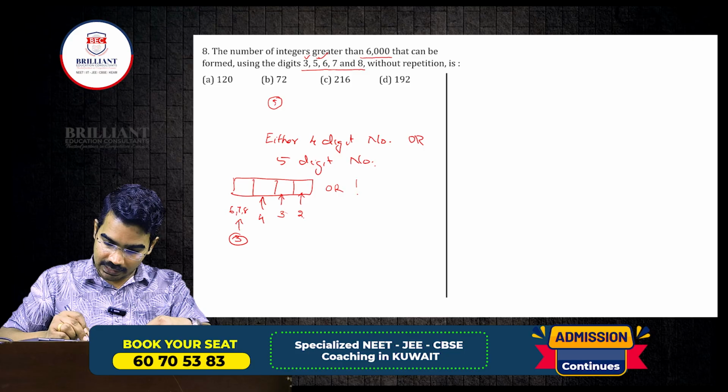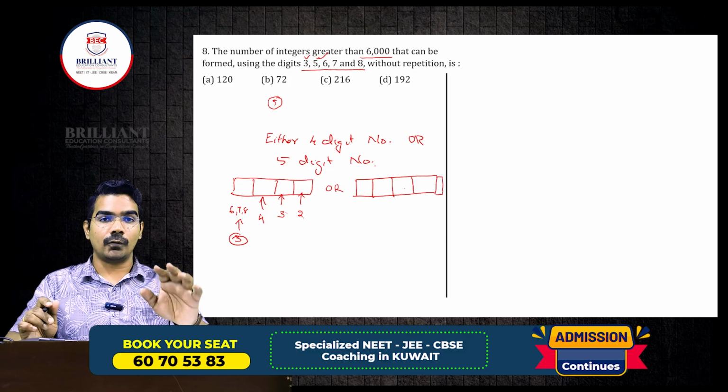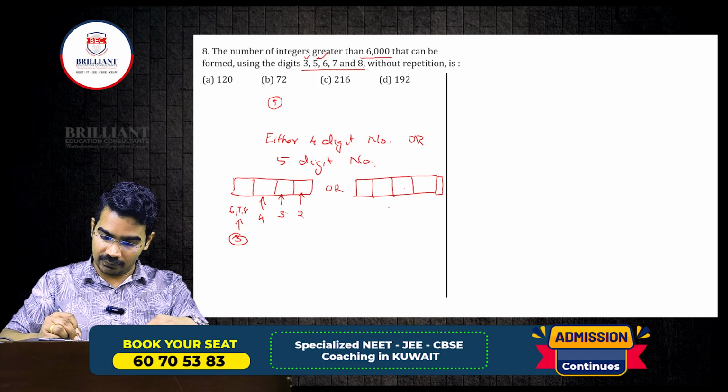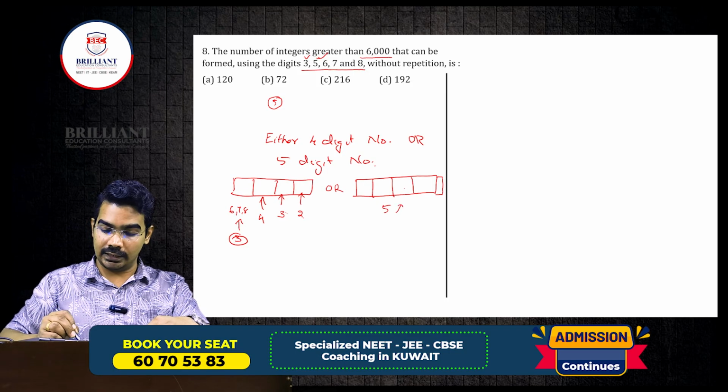Or it can be a 5-digit number. For forming a 5-digit number, you have all the available options, that is 5. 5 options are there. How do you find the permutation?